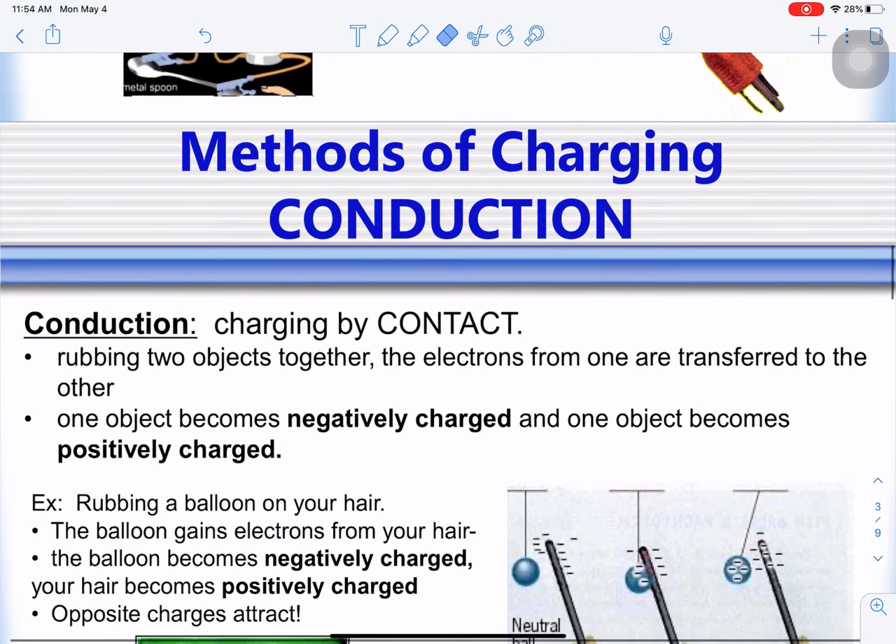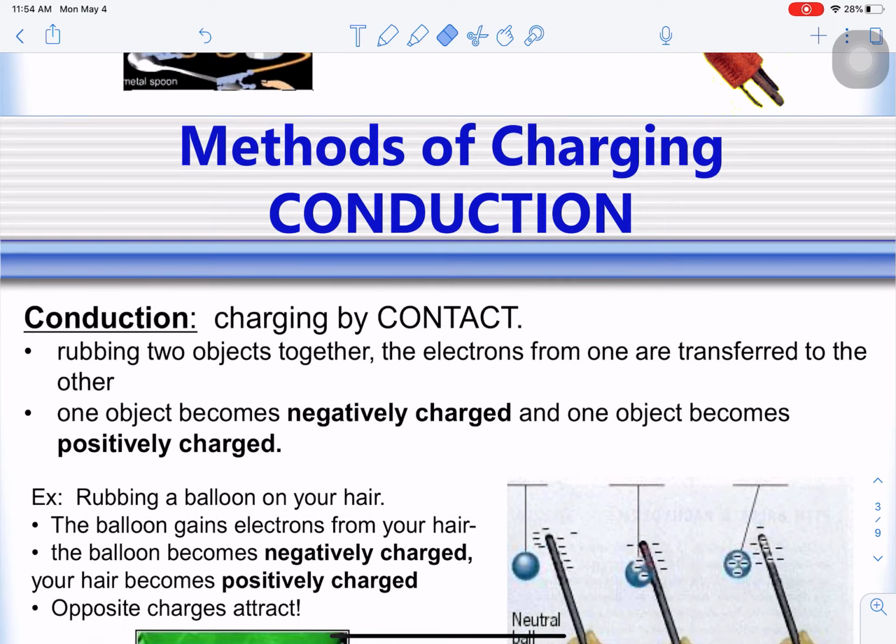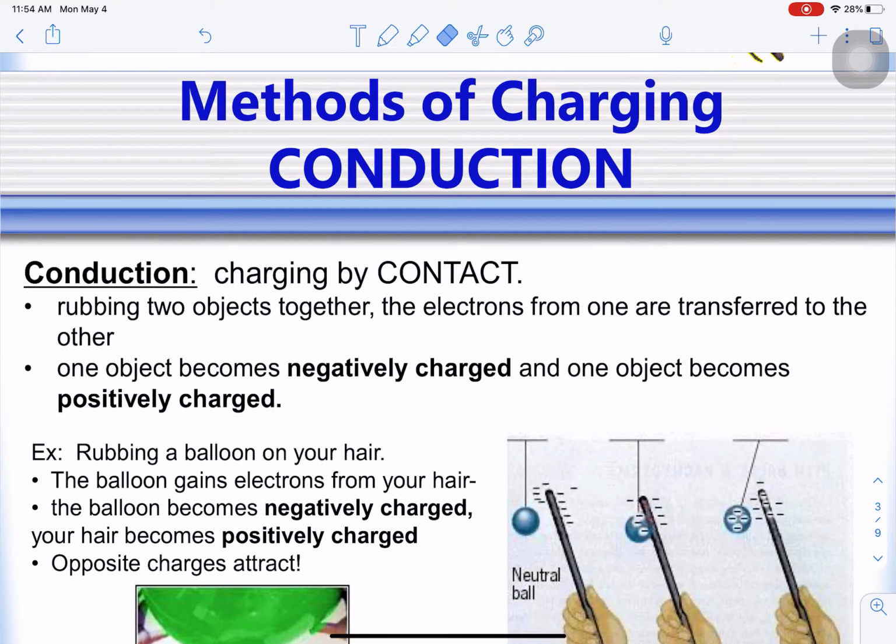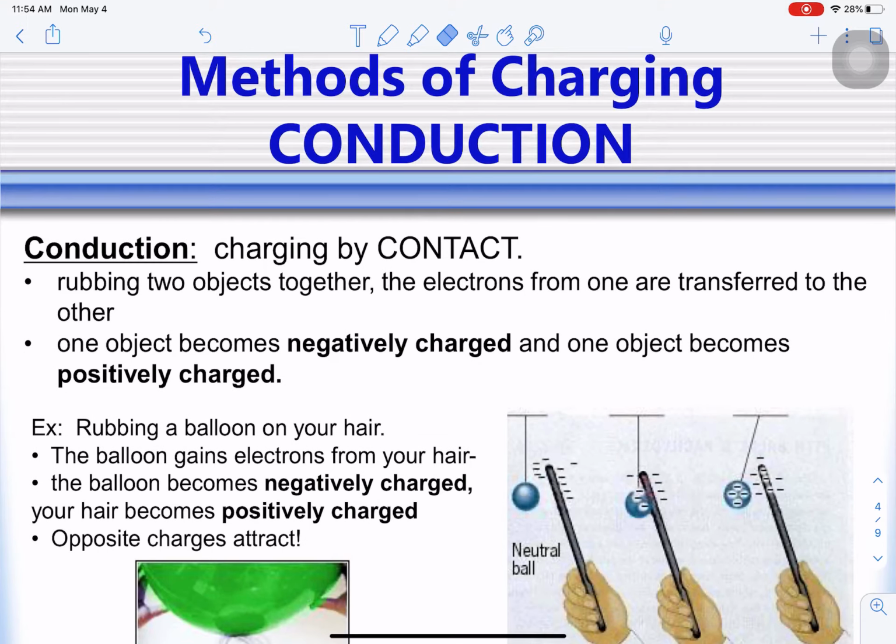Let's move on. Now, there's a couple ways of charging an object that I want you to know, and we're going to cover them both. The first one is conduction. I talked about this briefly in another video. Conduction is charging by contact. So you're physically touching another object and transferring charge. So rubbing two objects together, the electrons are transferred from one to the other. One object becomes negatively charged and one object becomes positively charged.